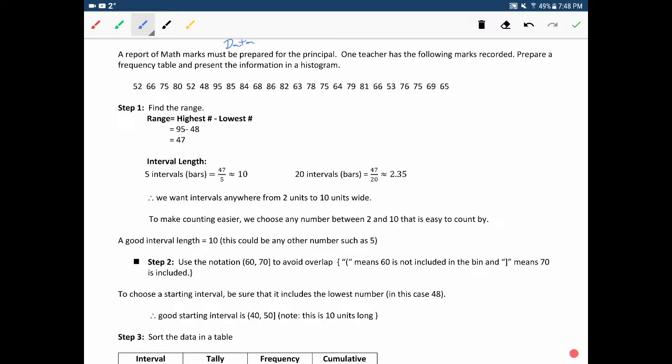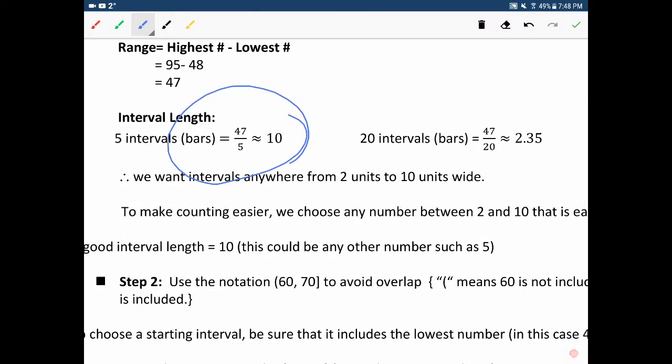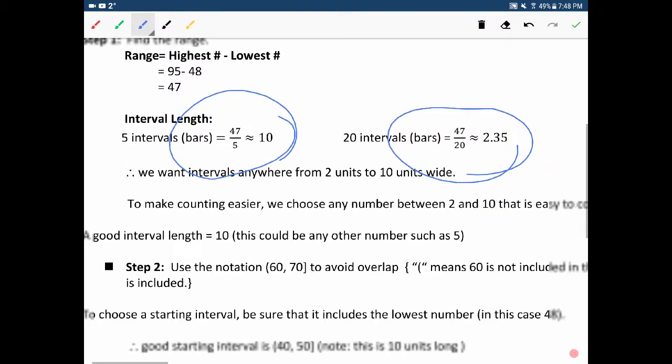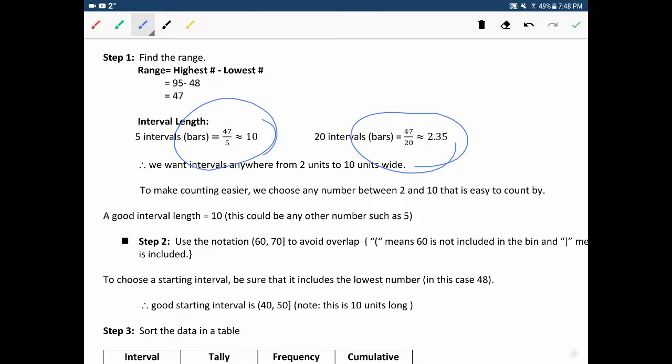Typically you want to have between 5 and 20 intervals. For this one, if we wanted 5 intervals or bars, we could have each interval be 10 units wide, or we could use as small as 2.35. What's important is that if you make the bars too wide, it won't tell you anything because there won't be enough bars to show a pattern. But if you make them too small, it'll be just as meaningless. So the sweet spot is somewhere between 5 and 20 intervals.